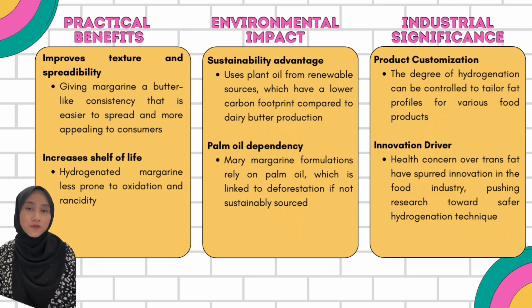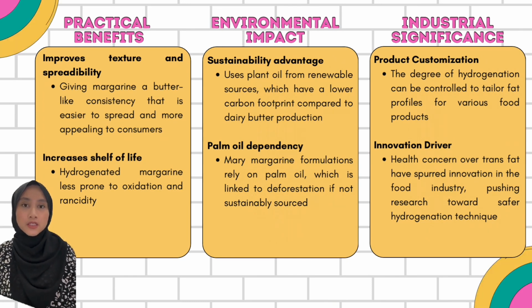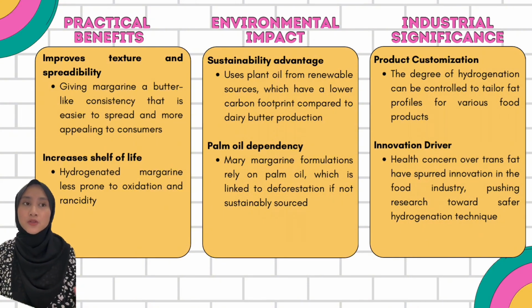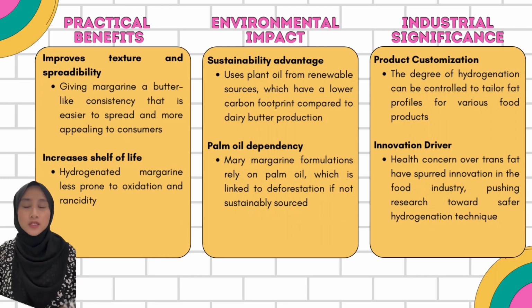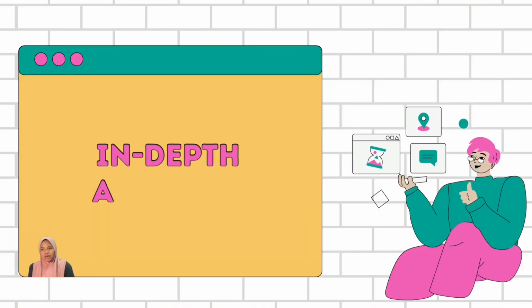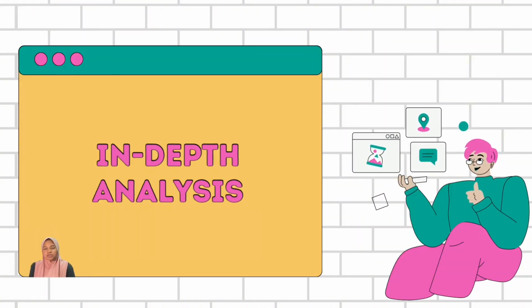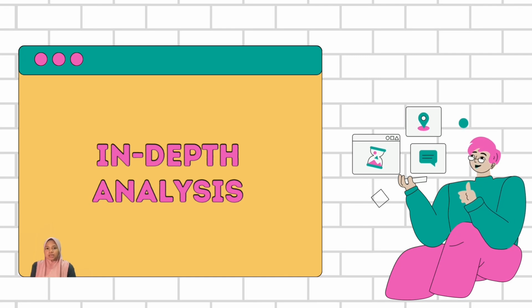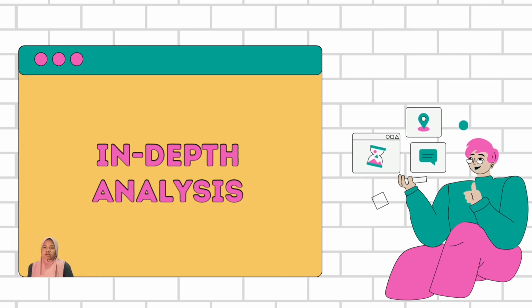Next, for the industry, hydrogenation offers amazing flexibility. Manufacturers can control the degree of saturation to produce different fat profiles from soft spreads to baking shortening. And due to health concerns over trans fat, the food industry is now innovating new techniques to make margarine healthier without compromising quality. Let's move on to the next segment where I will be talking about the recent advancements and research in nickel-catalyzed hydrogenation, particularly in the context of vegetable oil processing and biodiesel production.